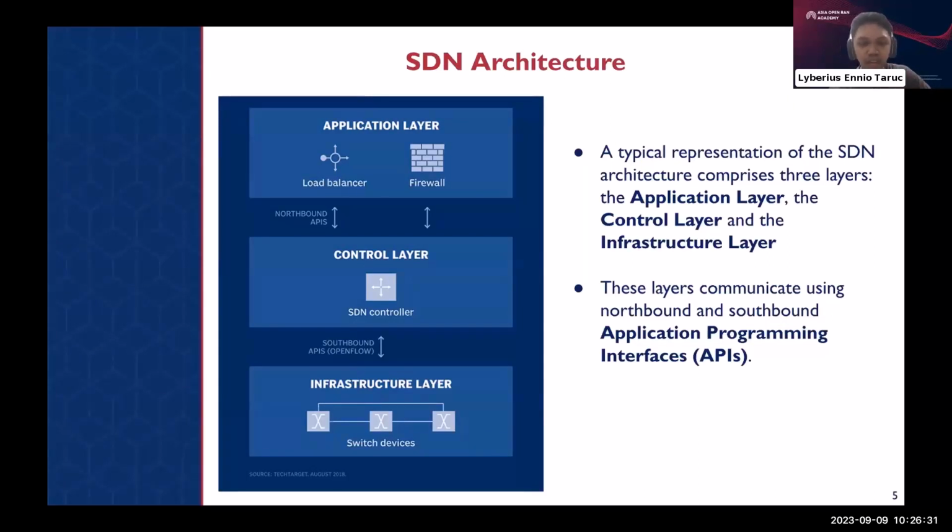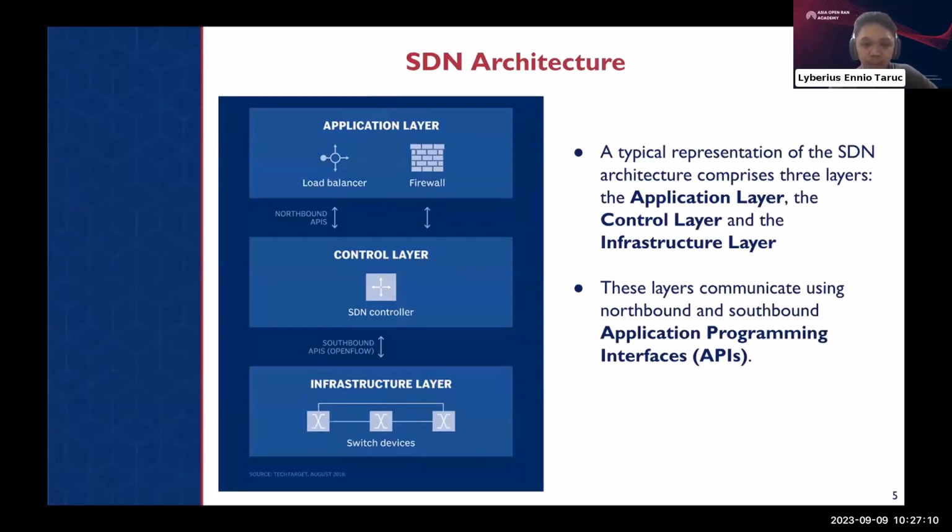Now, on top of your infrastructure layer, you have your control layer. This is the centralized control, and this is also where the SDN controller, aptly named so, is located. And finally, on top of your control layer, you have your application layer. The application layer is where all other level 7 applications would be residing, such as your load balancers, your firewalls, and your policies. Okay. These 3 layers are then interconnected through a series of application programming interfaces or APIs.